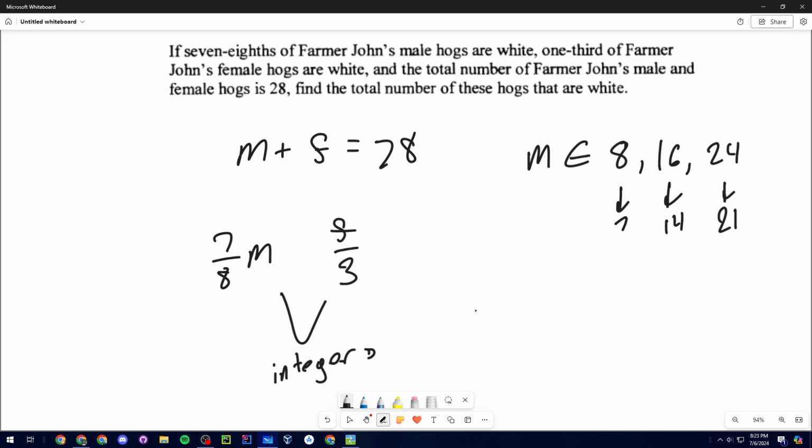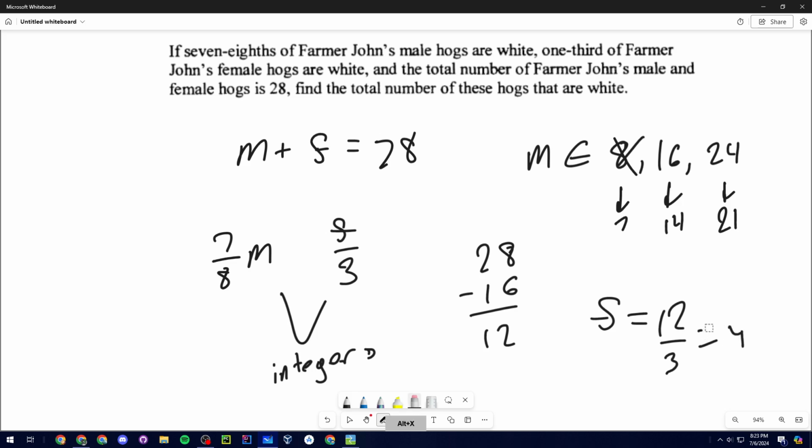Right? I might be overthinking something. Actually, no, that makes sense. Okay, so it can't be 8. Or if I plug in 16, 28 minus 16 is just 12. So if F is 12, that works, because 12 divided by 3 is 4. So that does give us the potential solution.